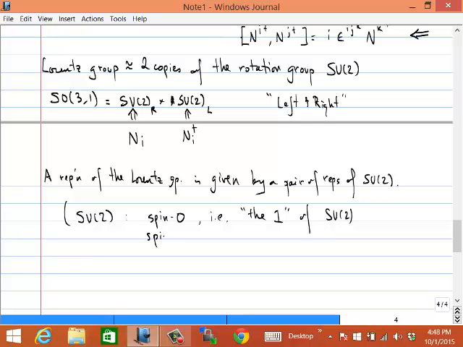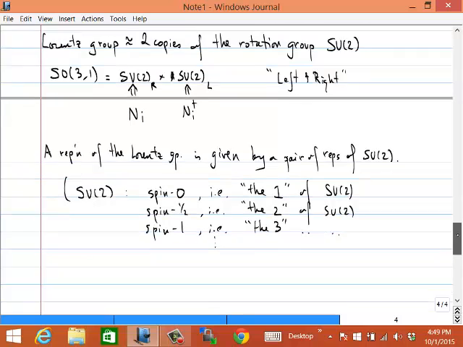There's also a spin 1/2 representation, referred to as the 2 of SU2. Why is it called the 2? It's called the 2 because it's a two-dimensional vector space, and the generators of that are the Pauli matrices, which are 2x2 matrices. There's a spin 1, which we won't really have too much time to discuss, at least not in the near future, called the 3, and so on and so forth.